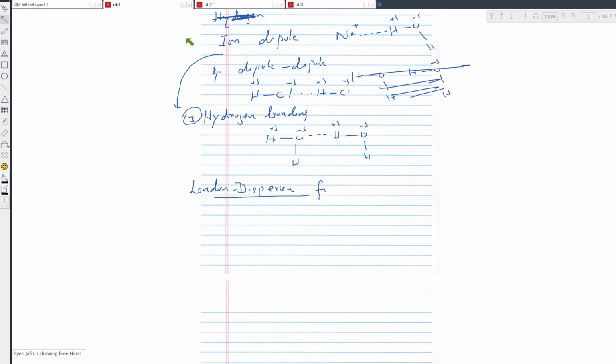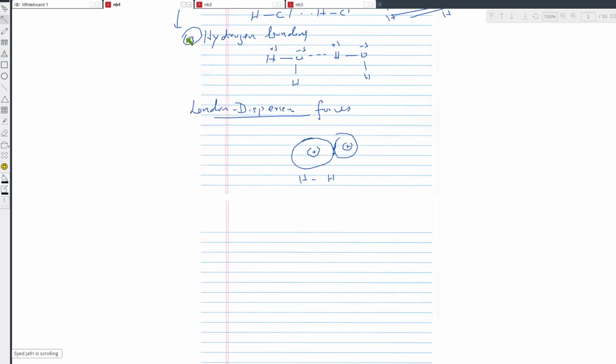And what are these forces? You can say it's a temporary dipole. For example, one molecule is neutral, even a hydrogen molecule. Suppose this is an H2 molecule. This is the nucleus, which is positive. During the movement of the electrons, a time comes when the nuclei are on one side and the electrons are on the other side. So this portion will be negative, and this will be positive.